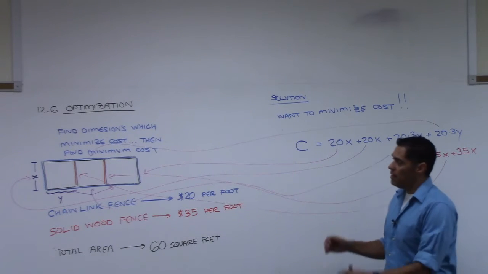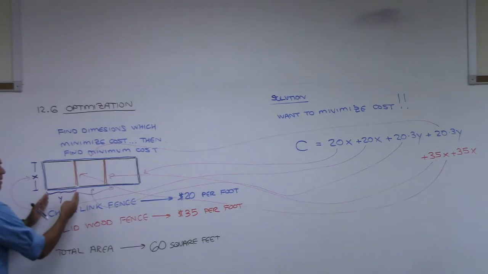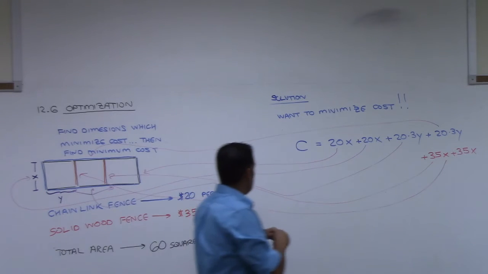I'm trying to generalize. I don't know how big I'm building this, and I don't know how big I'm building this, but I know if I set this distance to be x and this one to be y, then that's how much it's going to cost me. Now, someone would have to tell me what x and y are, but let's clean this up.